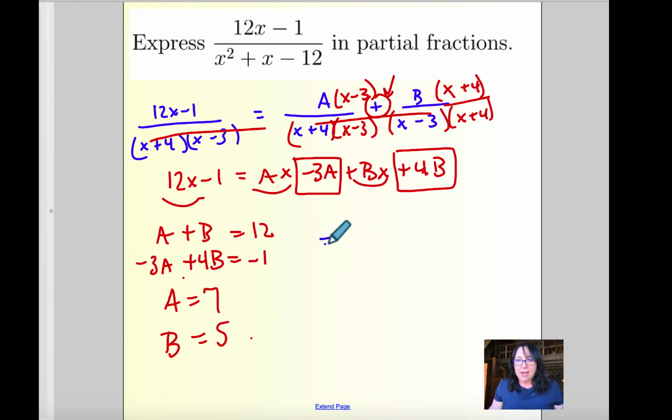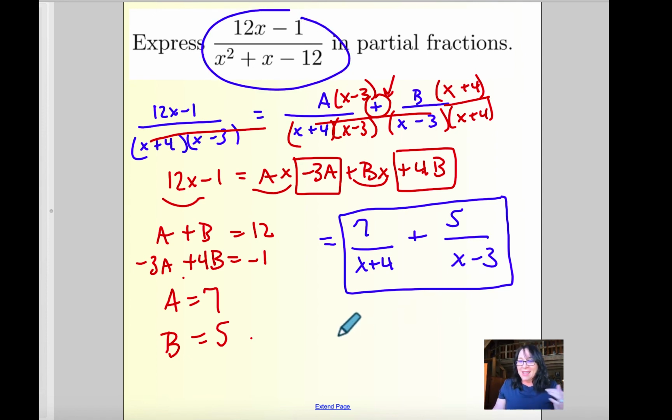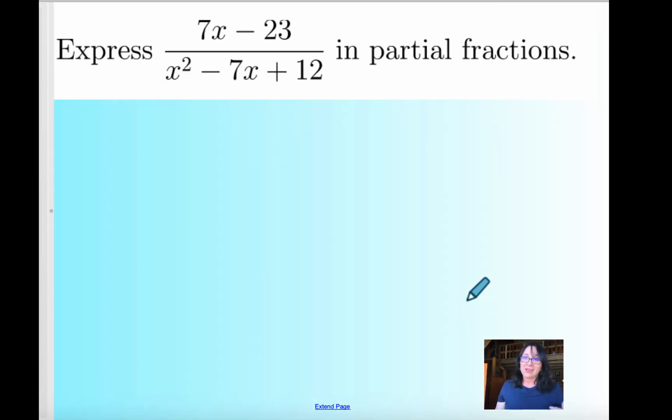So I just have to rewrite it and put A over x plus 4. So 7 over x plus 4 plus B is 5, over x minus 3. And that's my question, right? Given the answer, which is this value, what was the question? And for those of you doubters, absolutely do this on your own and then see what you get. You should get the 12x minus 1 over that. Also, super fun. Yes, I know sometime when you end up taking the SAT again, this is on it. I know, you need to know this.